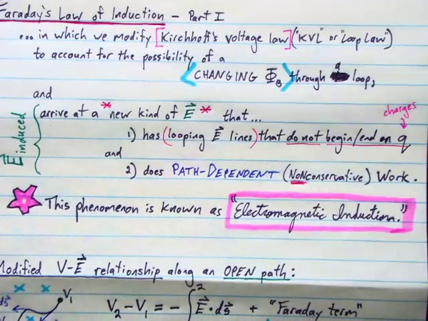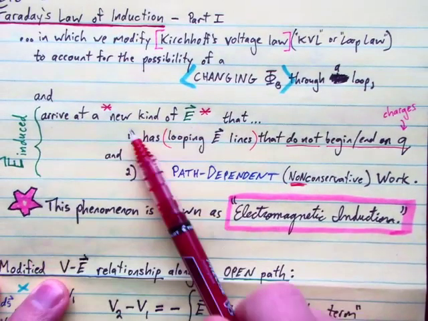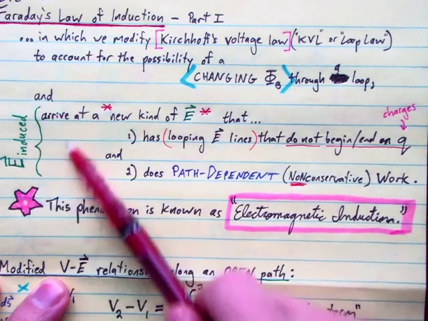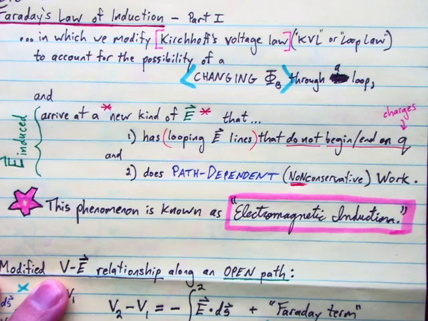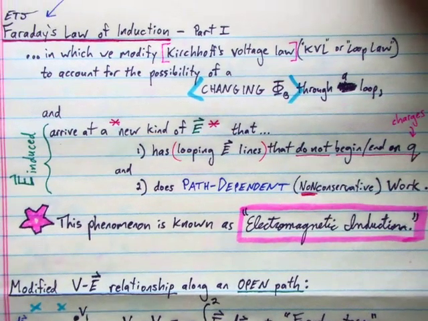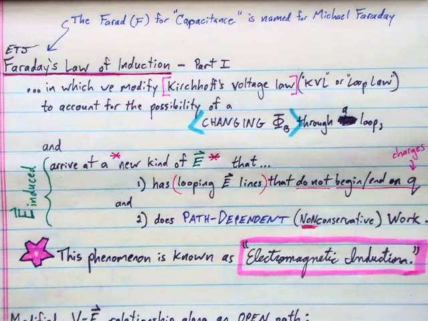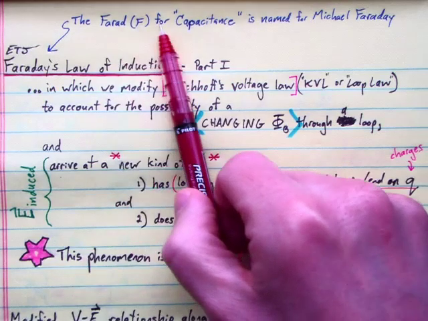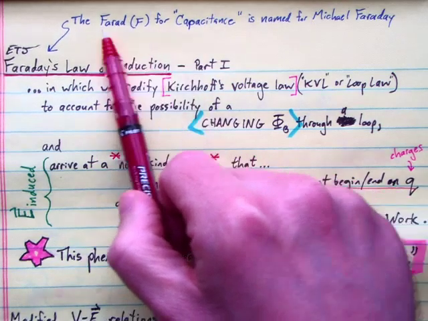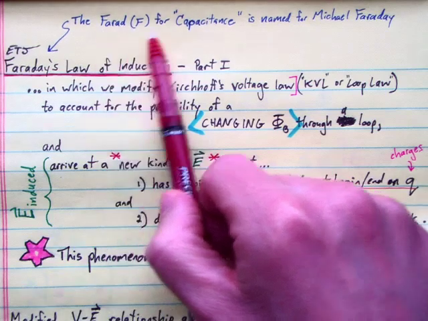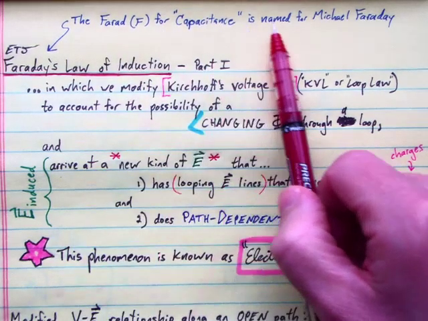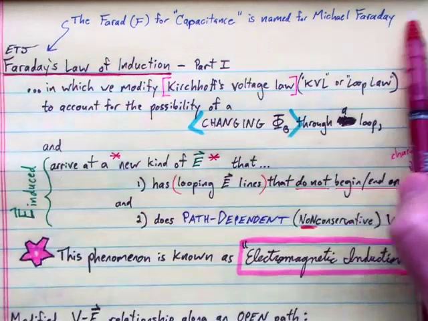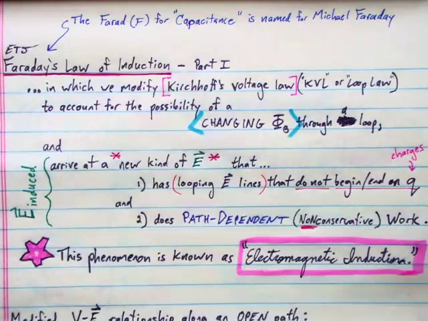Okay, so we're about to move on to discuss these two properties of this new kind of electric field, this induced electric field. That's coming up next. We'll end this video on a quick note that, looking back at the past, when we studied capacitors, the farad, capital F, the SI unit for capacitance, is named in honor of Michael Faraday, the English scientist for whom this law of induction is named.